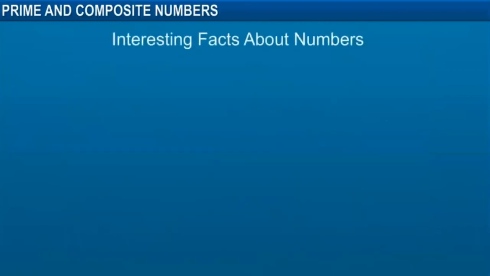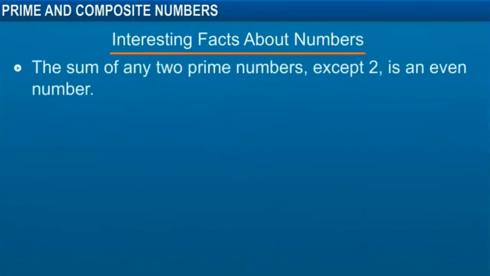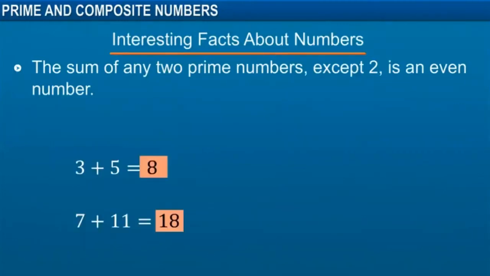Here are some interesting facts about numbers. The sum of any two prime numbers except 2 is an even number. So there are some interesting things about numbers. What was our chapter? Playing with Numbers. So we have been studying interesting things about numbers. One topic was prime numbers and composite numbers. Now, another thing we can understand here is that the sum of any two prime numbers except 2 is an even number.